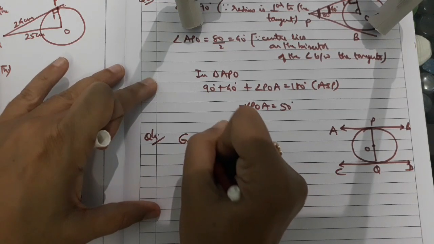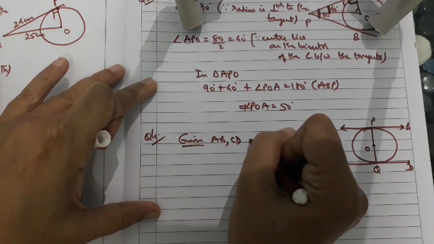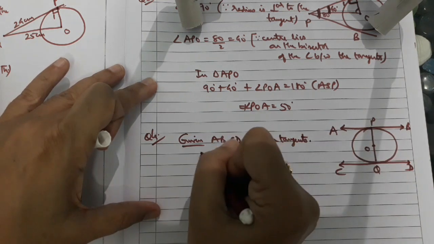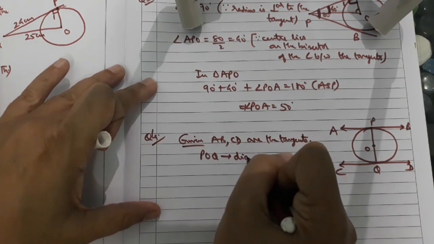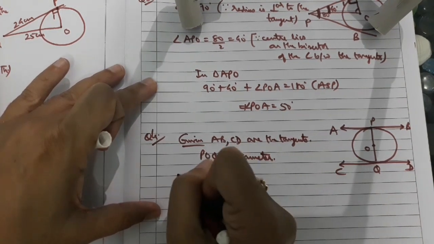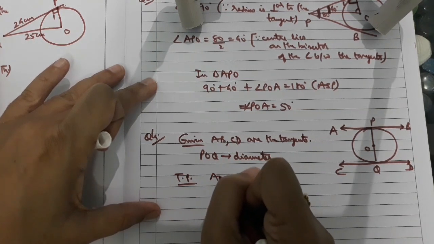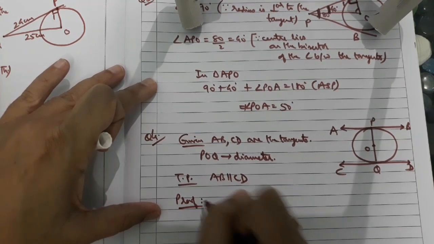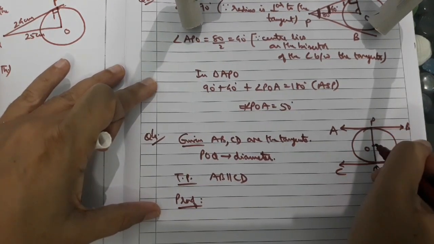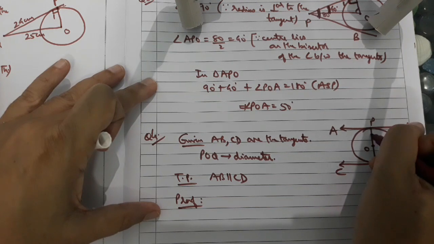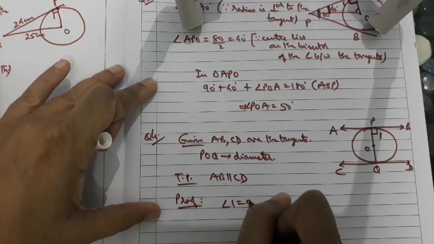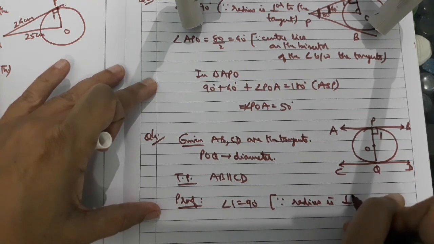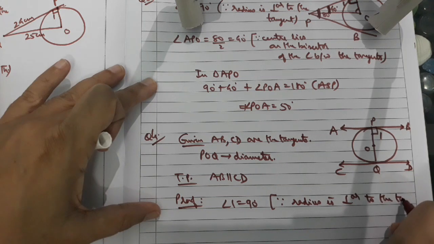So what is given to us? It is given to us that AB and CD are the tangents to the circle, and it is also given to us that POQ is the diameter of the circle. And we have to prove that AB is parallel to CD. So over here we see that OP is the radius and AB is the tangent. So definitely angle 1 is of measure 90 degrees because we know that the radius is perpendicular to the tangent.